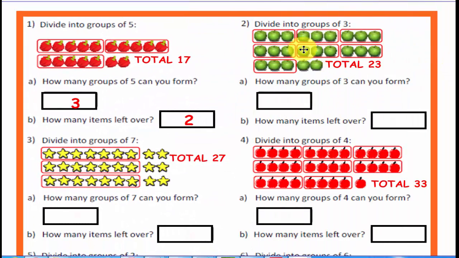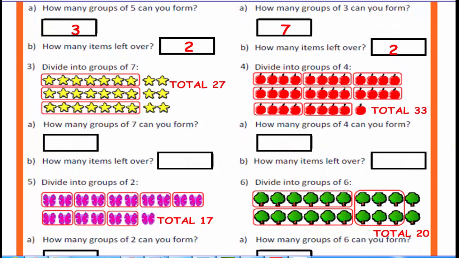To speed things up, let's look at problem number 2. We've already counted these up, so we have a total of 23. We want to divide them in groups of 3. So we have 1, 2, 3, 4, 5, 6, 7 groups, and we have 2 left over. So you should have 7 and 2 left over. 3 times 7 is 21, and 2 is 23. Let's look at the next one.